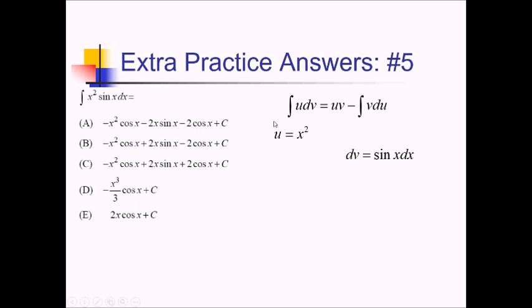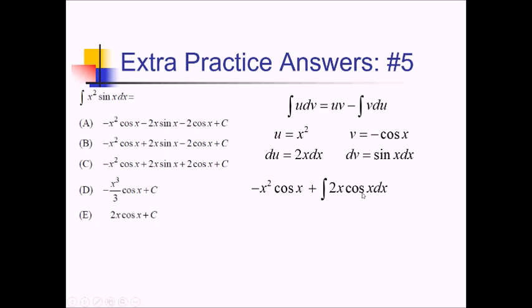So now taking the derivative of u, I've got 2x dx for that. And then for dv, the antiderivative is going to be negative cosine of x. Multiplying across now to get this uv part, I've got negative x squared cosine of x. And then multiplying this way to get the integral part, this is going to be plus the integral of 2x cosine of x dx. I'm almost there, but I can't quite integrate that just yet.